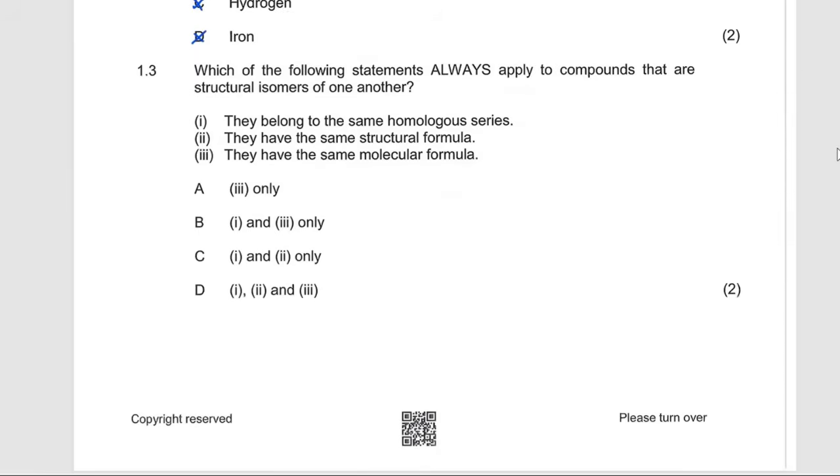Then moving on to 1.3, which of the following statements always apply to compounds that are structural isomers of one another? The first option says they belong to the same homologous series, which is incorrect. And then they have the same structural formula. Remember, the structure should be different, with the same molecular formula but different structural formulas. Then option 3 says you have the same molecular formula. So the only option that we're going to have is A only. This is the only correct option.